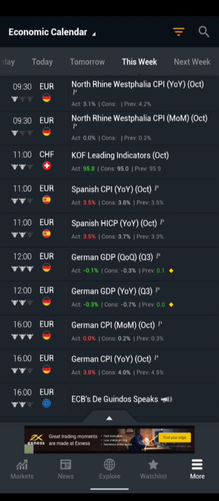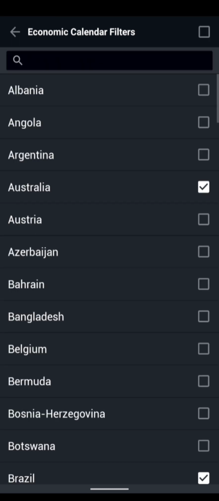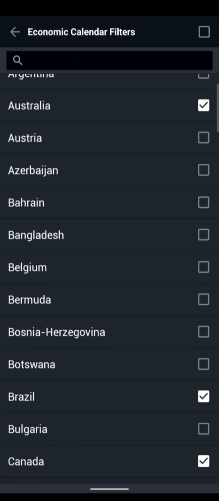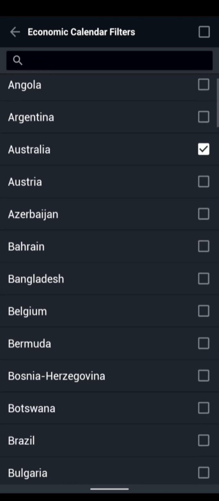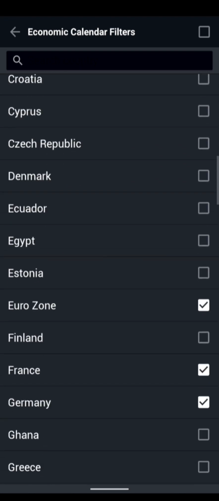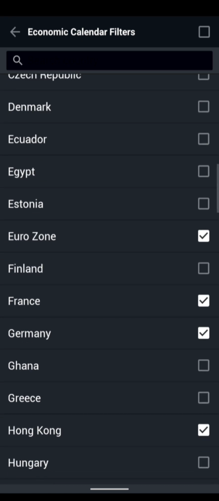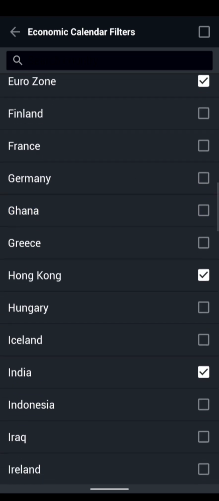To give you context, you click top right. Just next to the search icon, there is an icon to help you customize the kind of events you're interested in. So you filter. Let's say I only want to keep watch on events that affect the main currency pairs. We have the Australian dollar, the Canadian dollar, not China, I don't really trade the Chinese yuan. So I'll allow the Eurozone, not France, not really, Germany, Hong Kong.